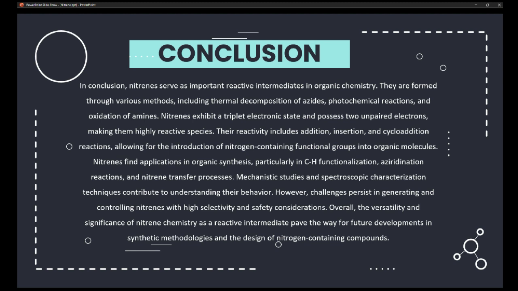Mechanistic studies and spectroscopic characterization techniques contribute to understanding their behavior. However, challenges persist in generating and controlling the nitrene with high selectivity and safety considerations. Overall, the versatility and significance of nitrene chemistry as a reactive intermediate pave the way for future developments in synthetic methodologies and design of nitrogen-containing compounds.